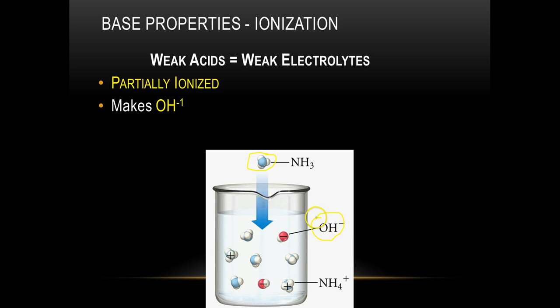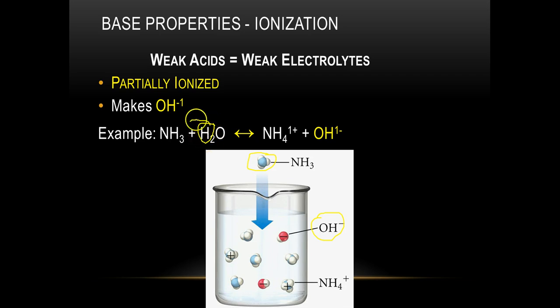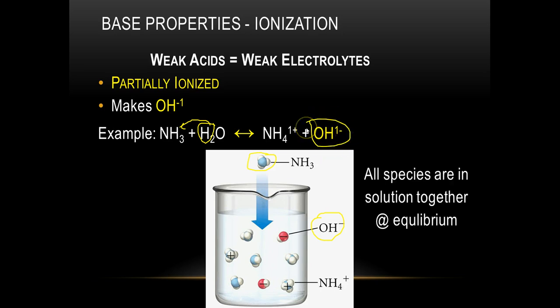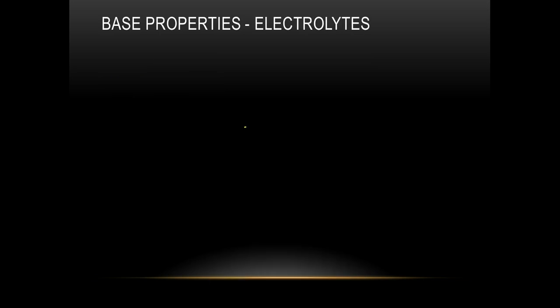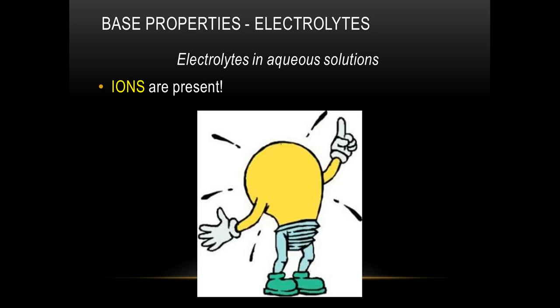It doesn't contain hydroxide, but it reacts with the water to make hydroxide, and we see that here. One of these hydrogens in the water comes over to the ammonia, and you get this ammonium ion and the hydroxide ion. That's what makes it a weak base. Notice we do have this double-sided arrow again. Weak gets that double-sided arrow, so it's in equilibrium. As far as electrolytes, they are electrolytes in aqueous solution because we get ions, again just like acids, so very similar.